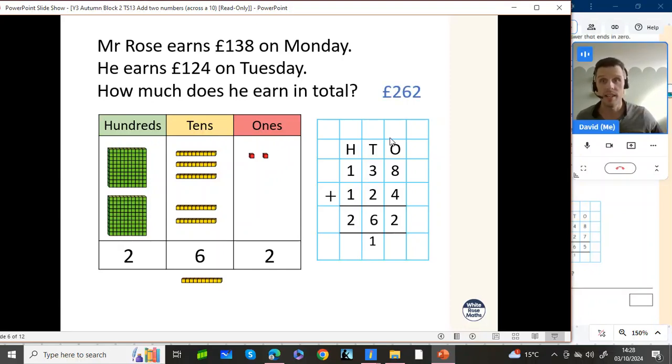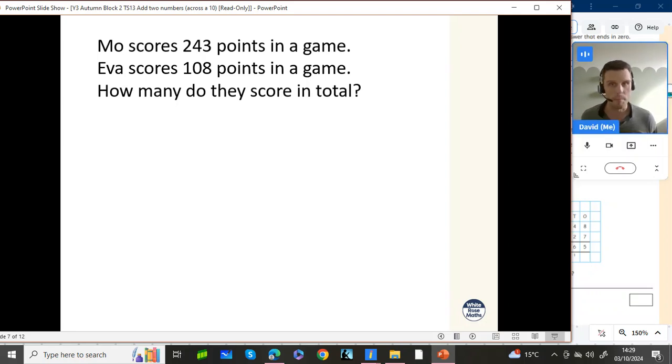So the answer is that Mr. Rose earns £262. Just make sure you include the unit pound sign, okay? Because pounds are stated in the question. Let's go on to the next one.